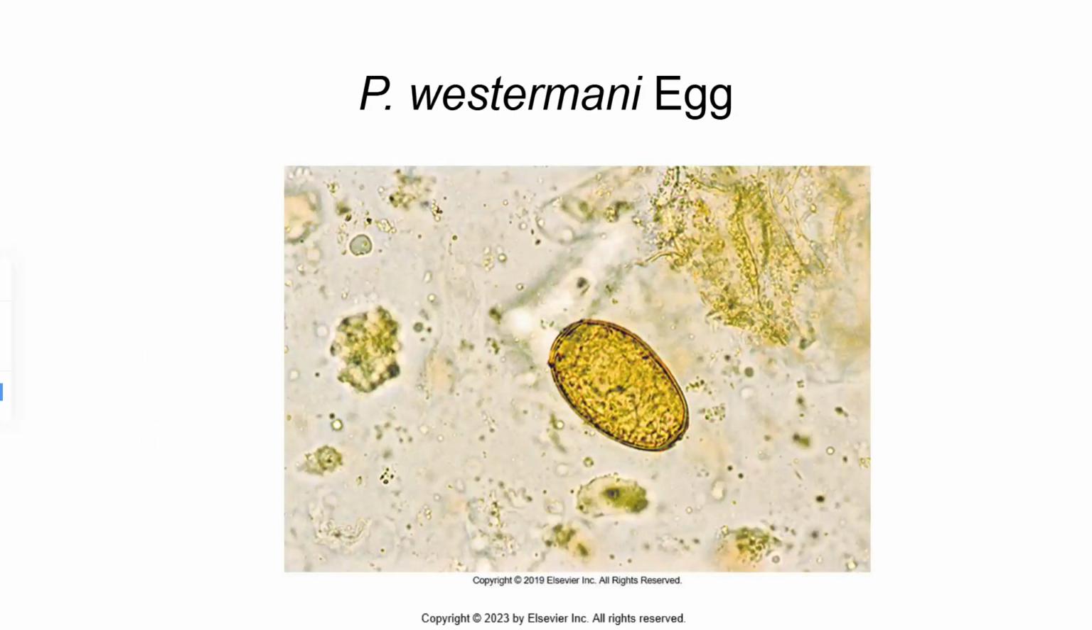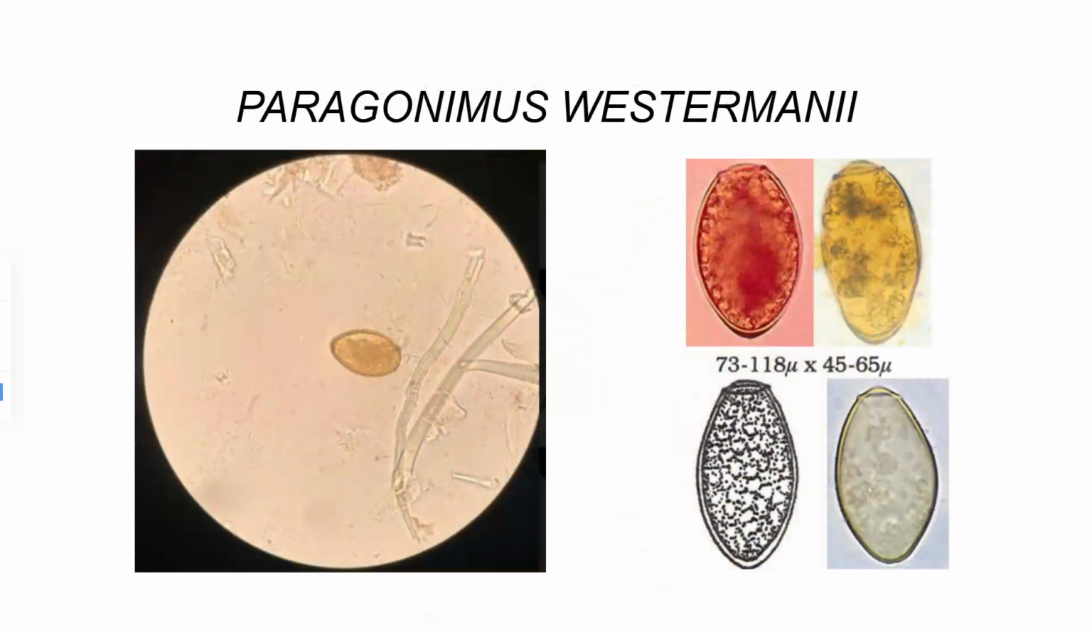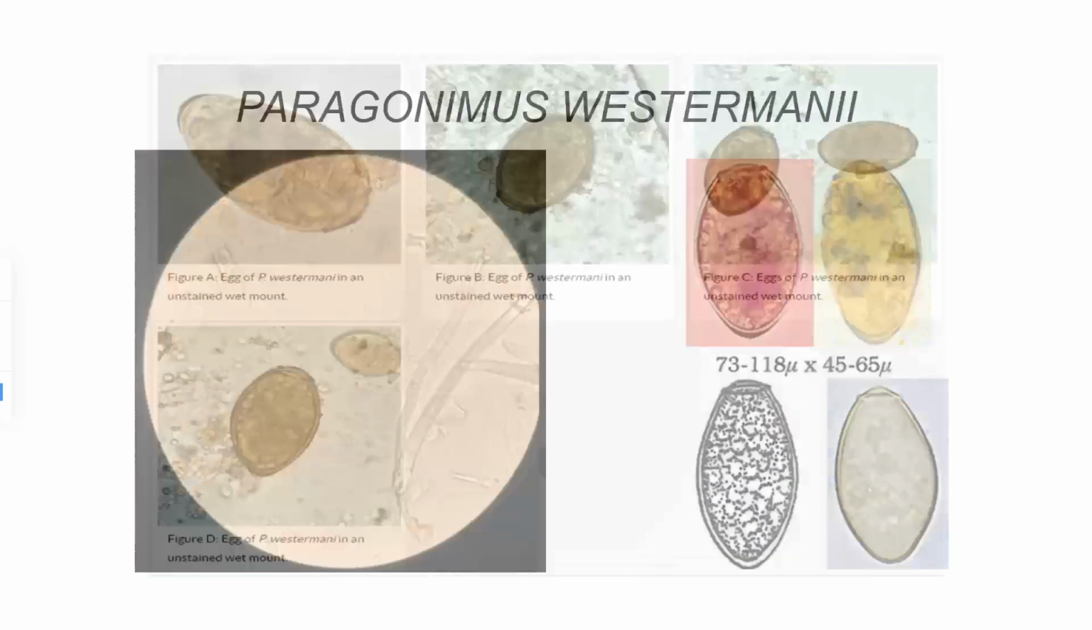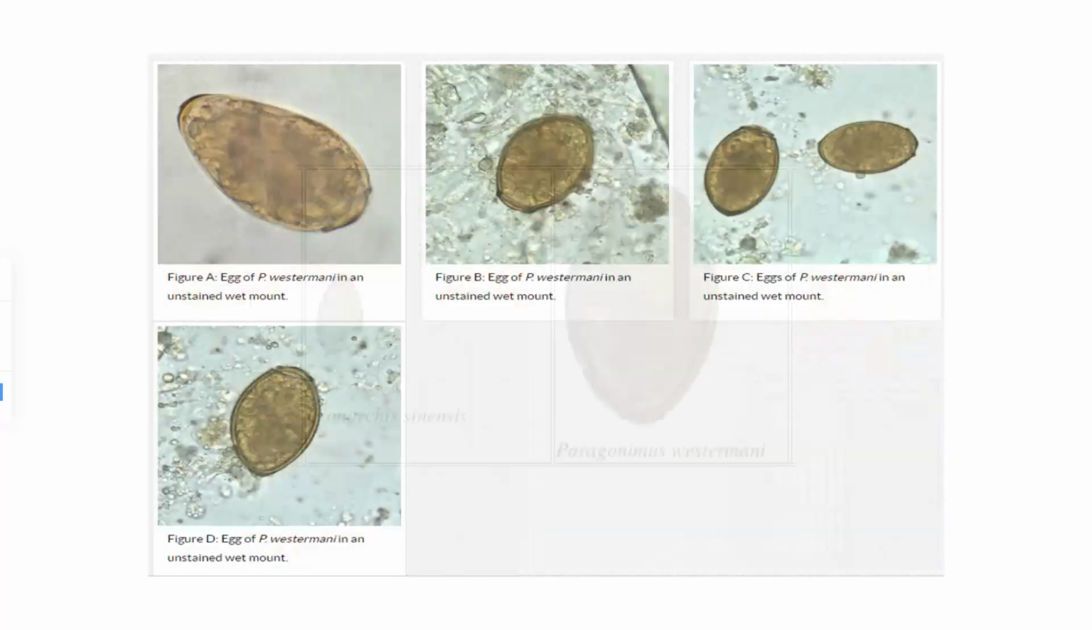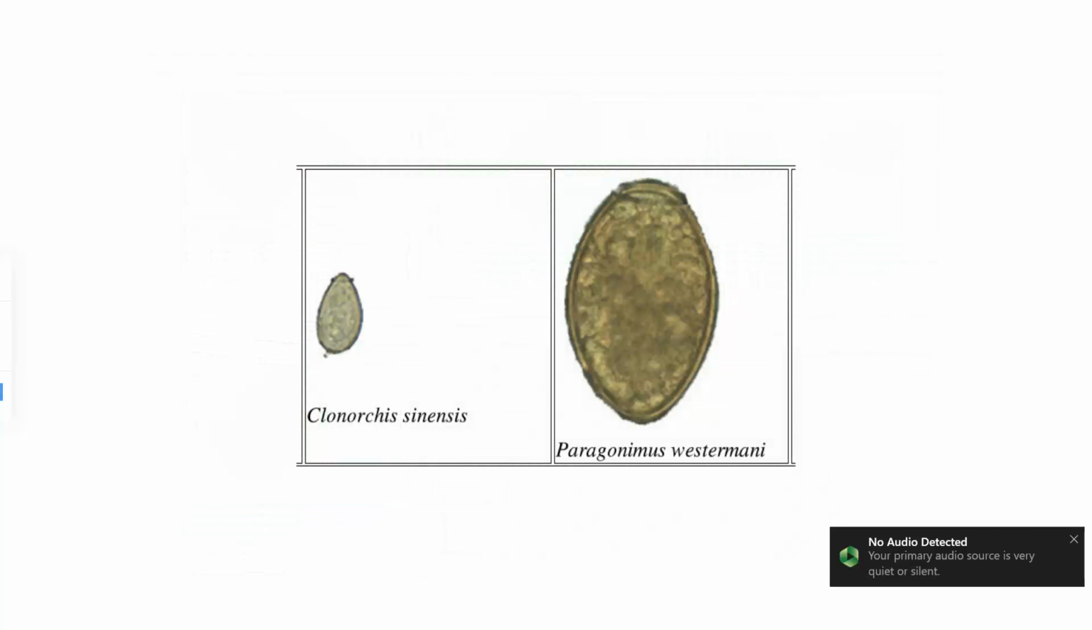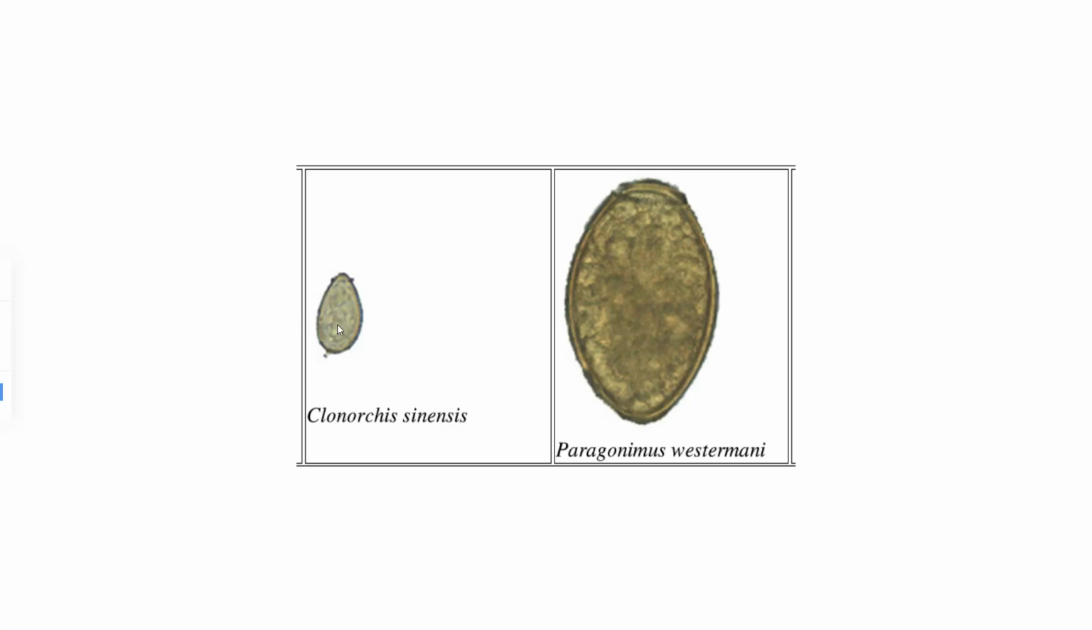This is a picture of the egg, and here is a larger picture of the egg. So you can see the size difference between Clonorchis sinensis and Paragonimus westermanni. You can also see that Clonorchis sinensis has this abopercular knob sticking out here.